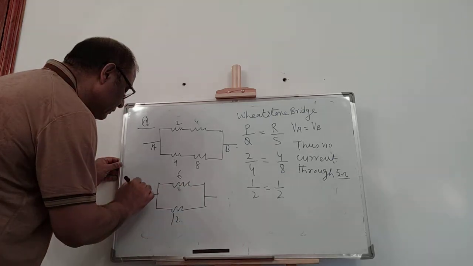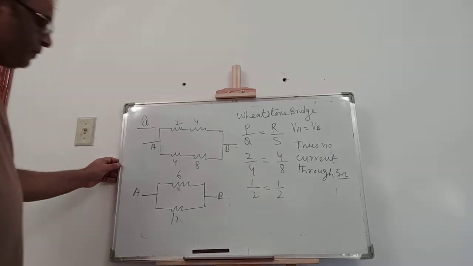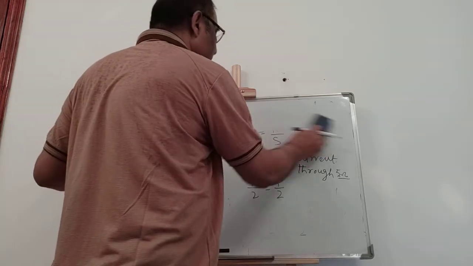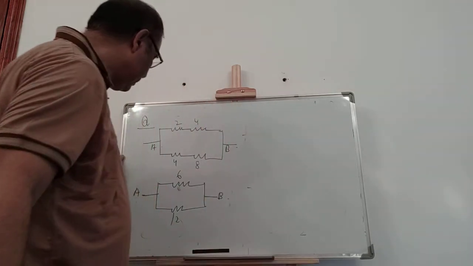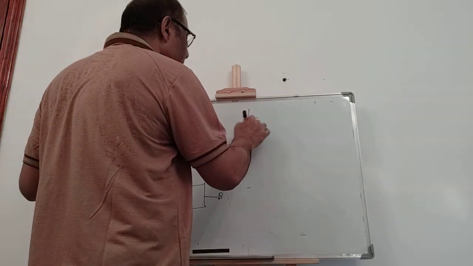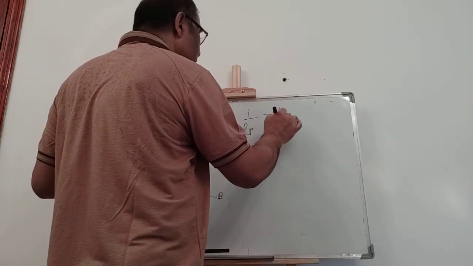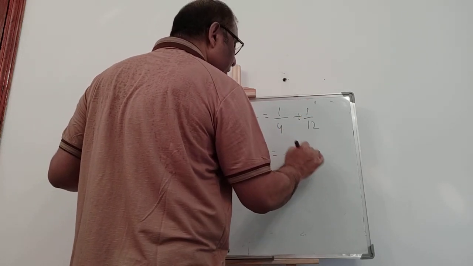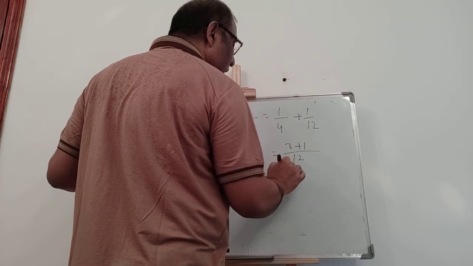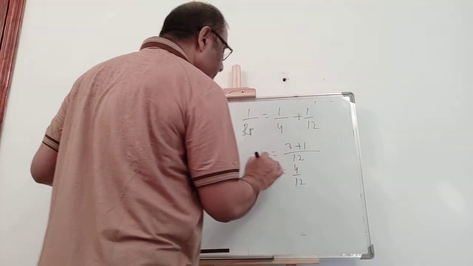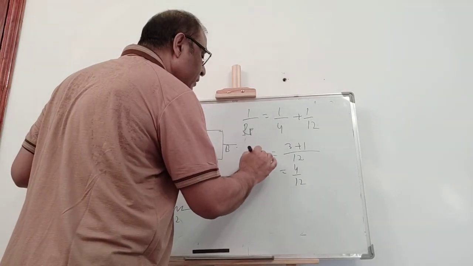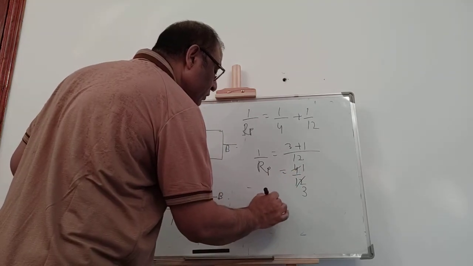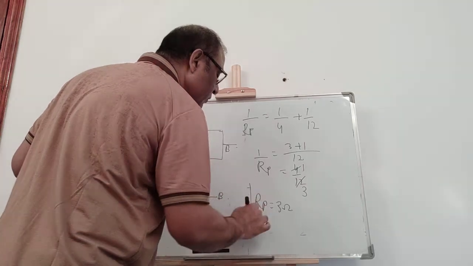See this. Now both are in parallel. So we know that for parallel, 1 upon Rp equals 1 upon 6 plus 1 upon 12. Here the LCM is 12, so 2 plus 1, and that is 3 by 12. So 1 upon Rp equals 3 by 12, which is 1 upon 4. Then Rp, the total resistance, is 4 ohm.